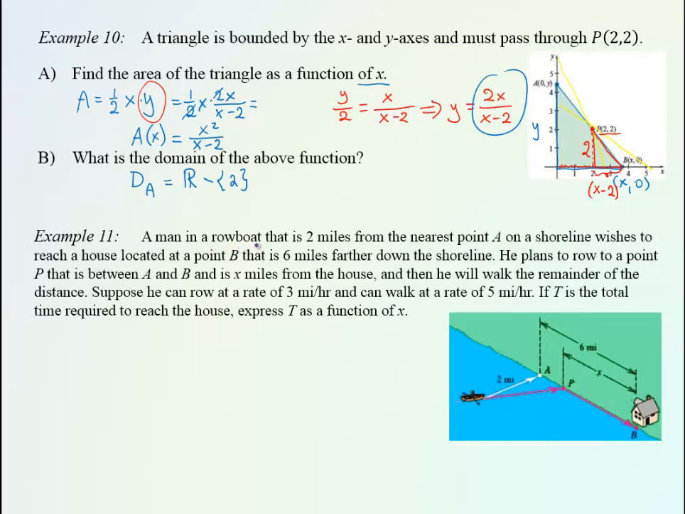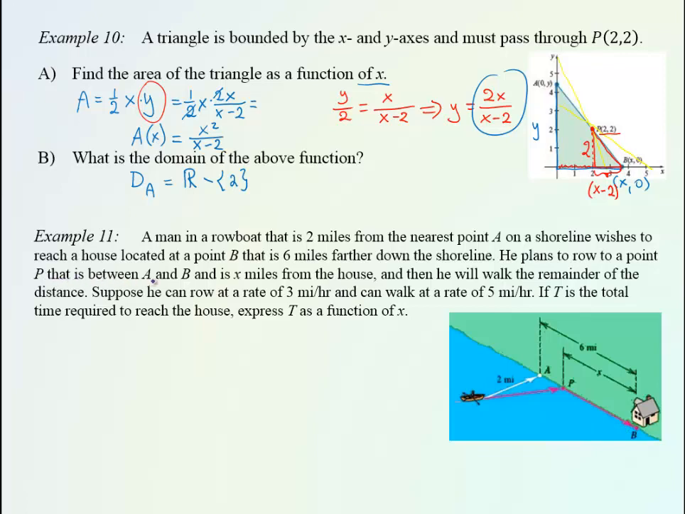A man in a rowboat that is 2 miles from the nearest point A on a shoreline. Here's the boat, 2 miles from the shoreline. Wishes to reach a house located at a point B that is 6 miles farther down the shoreline. So from point A, 6 miles forward, it's point B. He plans to row to a point P, to a certain point on the shoreline between the point A, that is at the shortest distance, and point B, that represents his house.